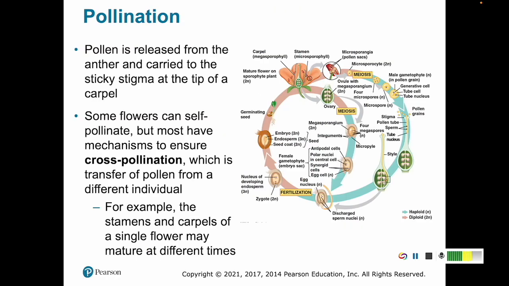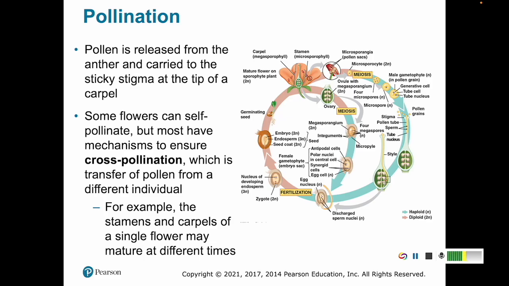Pollination is when pollen from one flower is released from the anther and carried to the sticky stigma at the tip of the carpel. Some flowers can self-pollinate. That means the pollen from that flower can fertilize its own ovums. However, most plants have mechanisms to only have cross-pollination. Cross-pollination means the pollen has to come from a different individual to pollinate that plant.